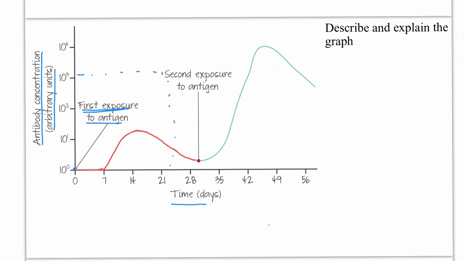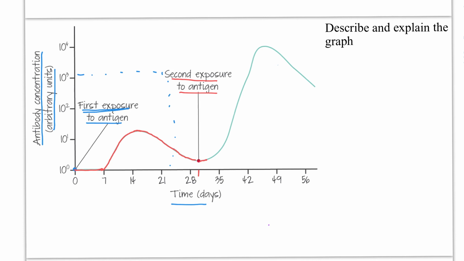Remember, also in this time, you've also started to produce memory cells, so they're also present in your bloodstream. They don't drop back to 0, but they drop pretty low. Then, on what do you reckon this is, like day 29, you have your second exposure to the antigen. You get infected with exactly the same pathogen again. Look how different the response is. Unlike the first time, there's no 7-day time delay. There's a really short time delay, a day, 2 days maximum.